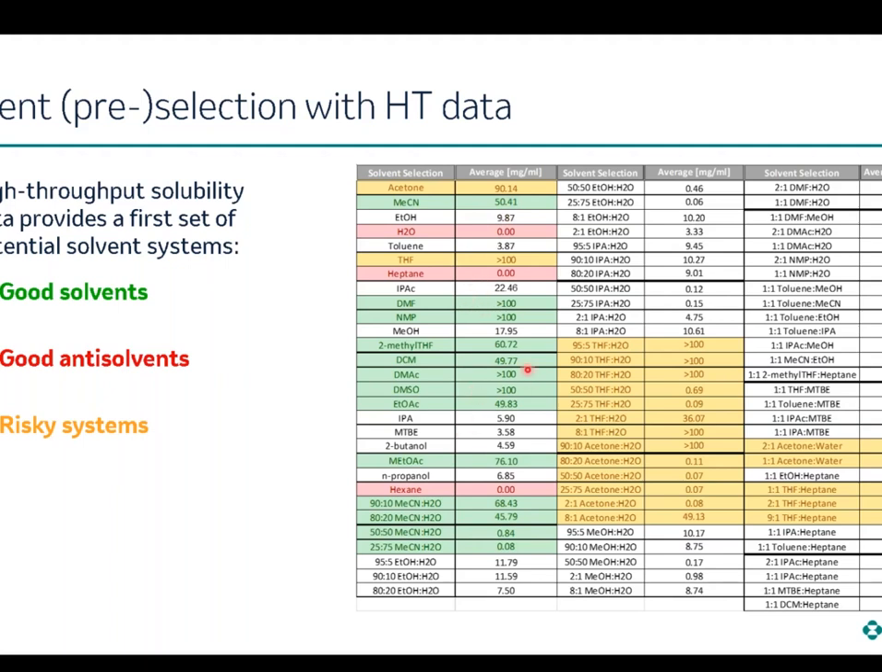There are the high boilers, for sure. We want to stay out of them for the moment. And then there are also 2-methyl THF, ethyl acetate, and others, which could then be combined with heptane.